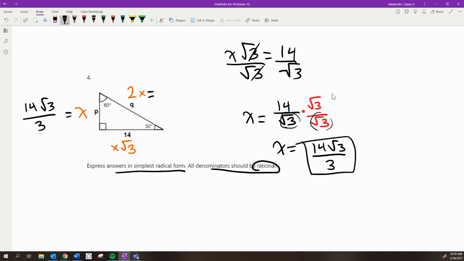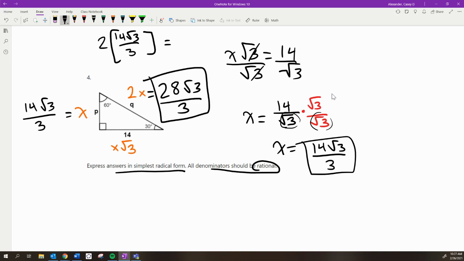But then finding the length of the hypotenuse is just a matter of doubling this. So I'm going to do 2 times 14 root 3 over 3, which is just 28 root 3 over 3. So that was my answer for that one.